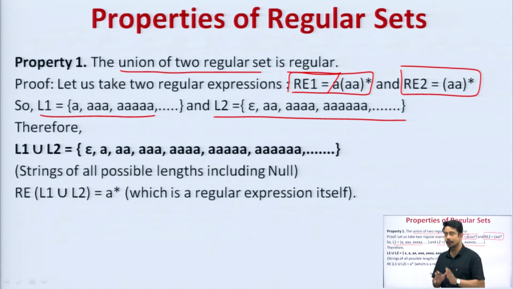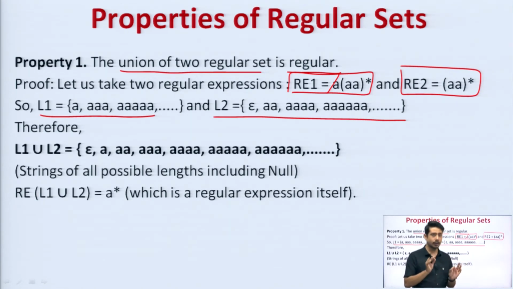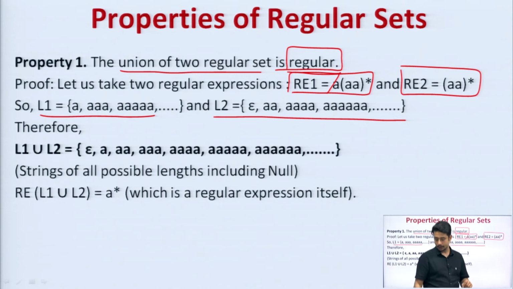So, that means we can say that the union of two regular sets will always give you a regular concept, regular language or regular expression, because regular means what? Regular expression in the form of representation, regular language in the form of a language term, regular grammar in the form of a generator part. So, all are different concepts, but the main rule is regular.